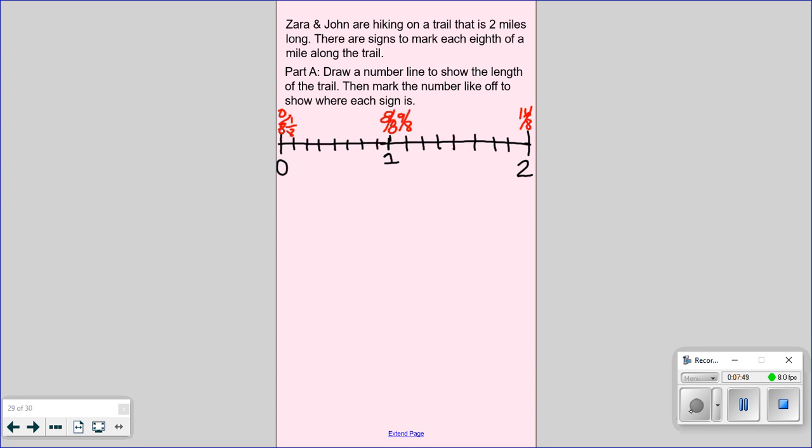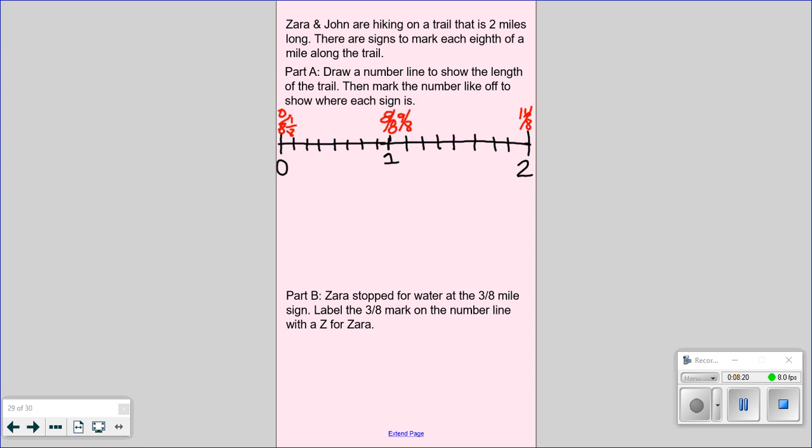So what we have just created is like a mini map of this trail. This is the mini map of what the trail looks like. So far, so good. We got part A done. Got our number line. We showed our signs. See if I can find where I put part B.